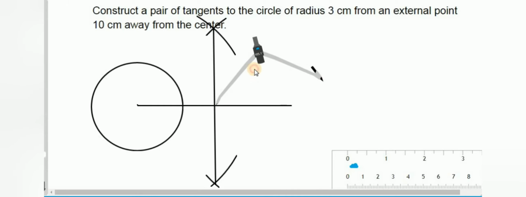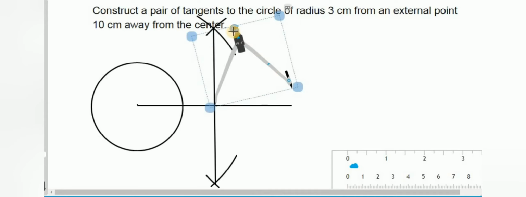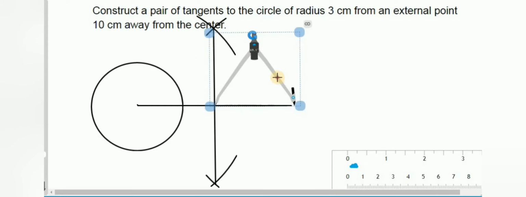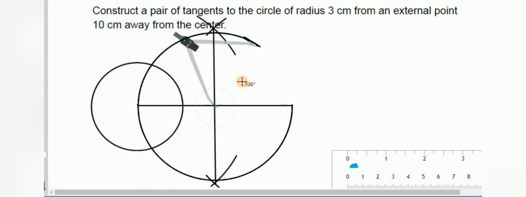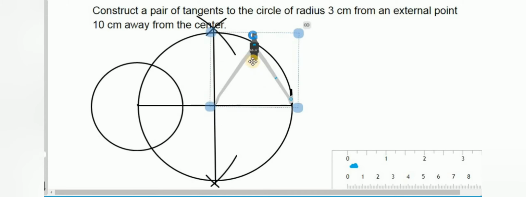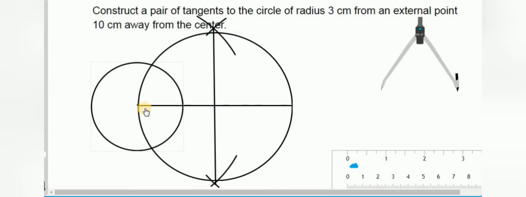See, taking this as center, we have to draw one circle. Taking this as radius, like this, draw a complete circle like this. If you have done it perfectly, there is nothing wrong in this construction.